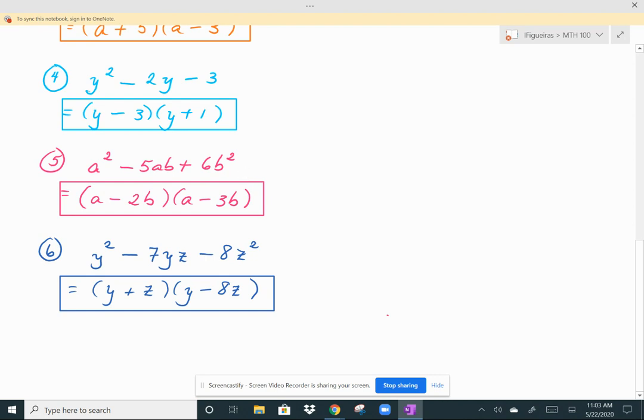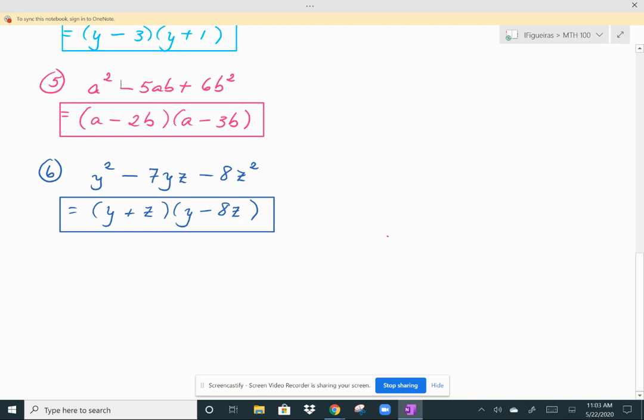I have y squared minus 7yz minus 8z squared. So I need a negative 8 as a product, which means different signs, and a sum of negative 7. So how do you get negative 8? It could be negative 1 and 8, or it could be 1 and negative 8, or it could be negative 2 and 4, or it could be 2 and negative 4. Now, if I were to add these, this one gives me 7, this one gives me negative 7, this one gives me 2, this one gives me negative 2. So the one I want is this one, because I have a negative 7 in the middle.